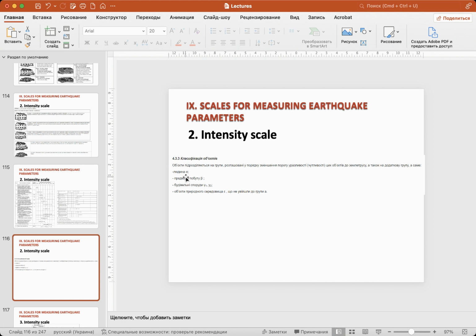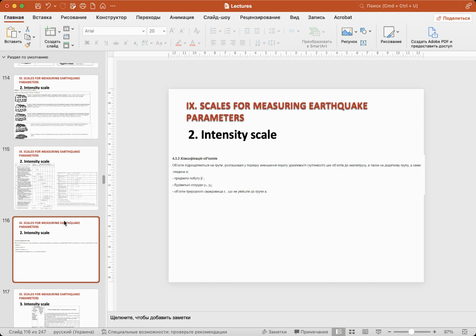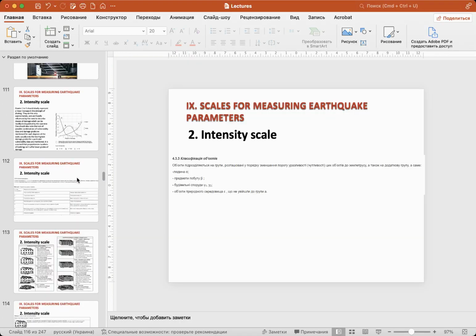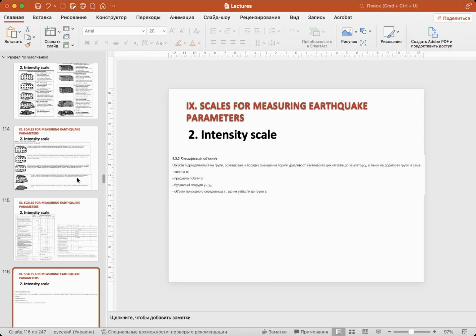We have the same objects of the earthquake impacts: people, regular elements, structures and buildings, and also natural objects like avalanches, landslides, rock falls, and tsunami, etc. So those natural effects also help us to find out what the intensity of an earthquake was.